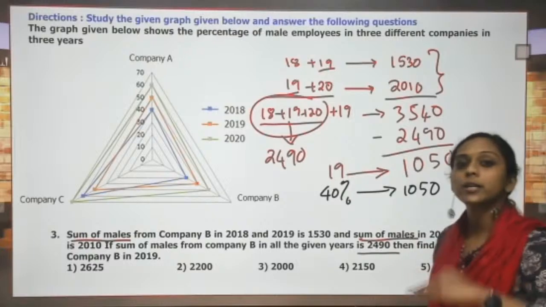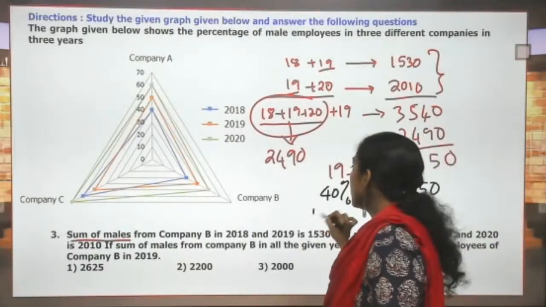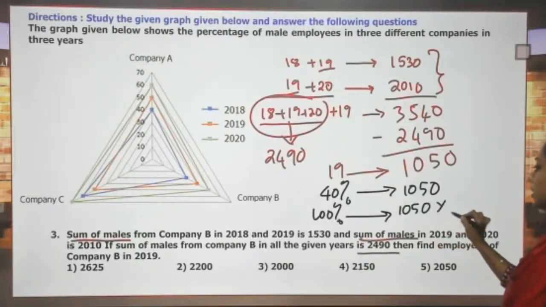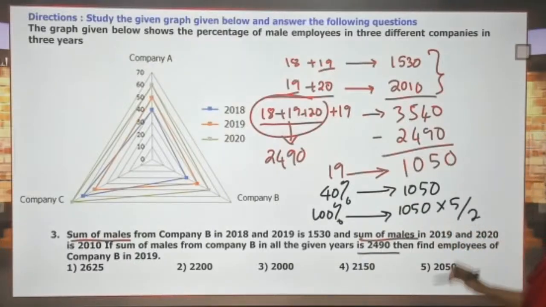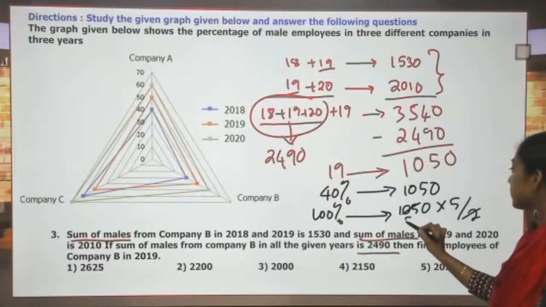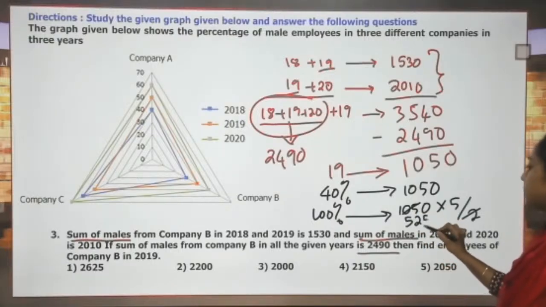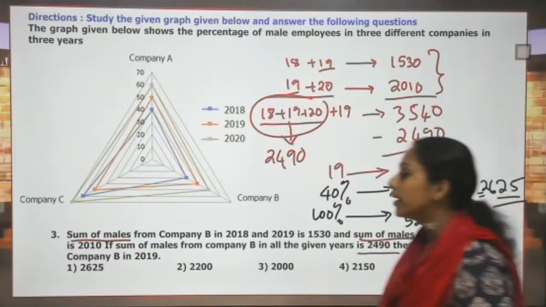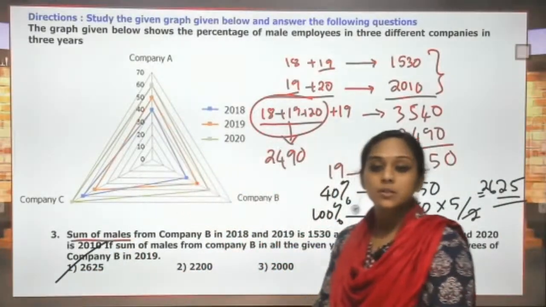Okay. Then what is the value of 100%? 100% is how much? 1050 into 5 by 2. So that will be 525 into 5. So that is 2625. So our answer is 2625, that is option 1, 2625.